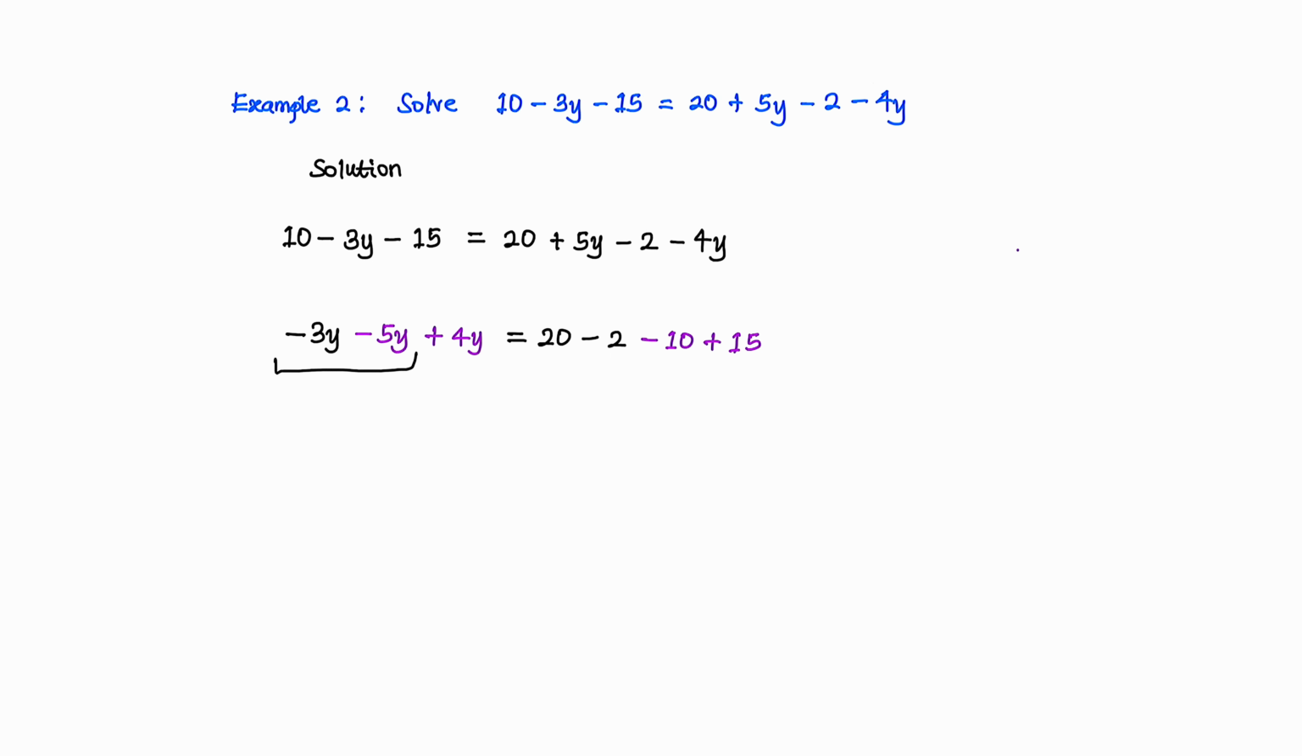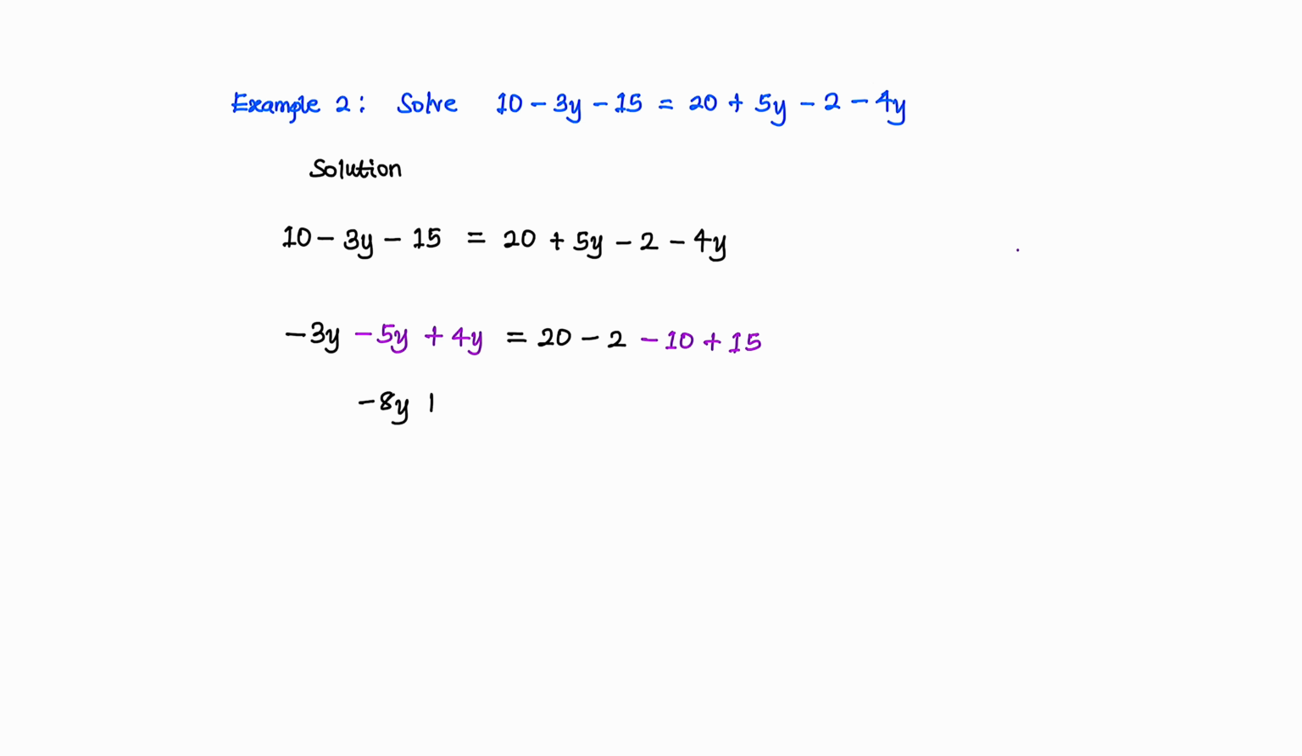Minus 3y minus 5y. Like I said earlier, minus means you are owing. So I am owing 3y's. I'm also owing 5y's. Think of it like you are owing 3 apples and you're also owing another set of 5 apples. So that means you are owing a total of 8 apples. That means minus 3y minus 5y is minus 8y.